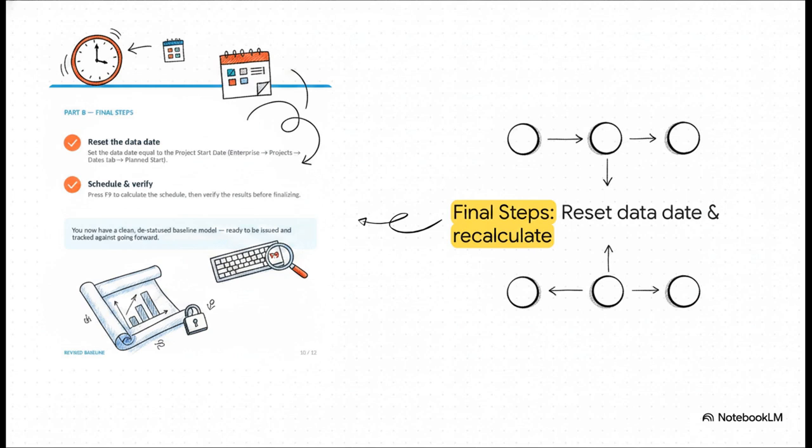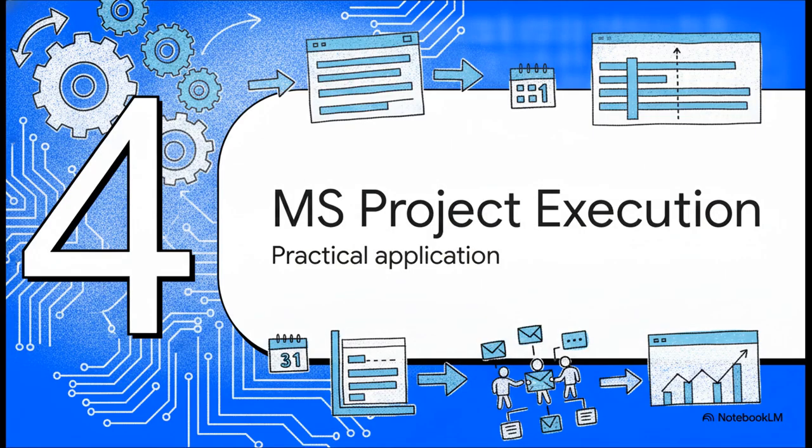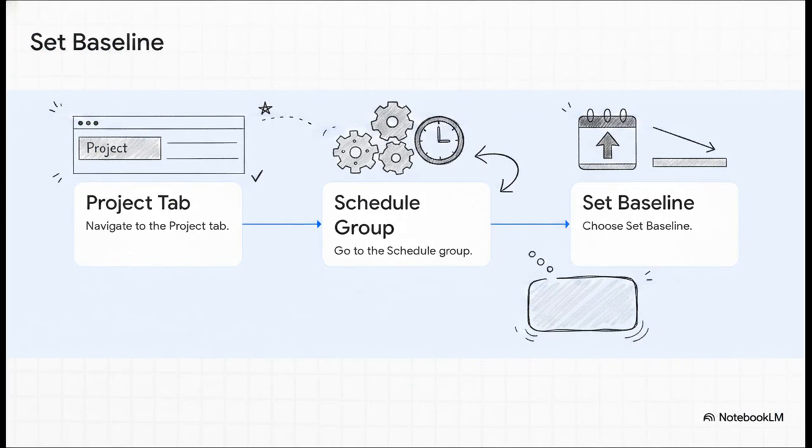Verify the results. Check that all tasks are sitting right at 0% complete. What you're left with is a completely clean, de-statused model containing all your new approved logic, totally ready to be tracked against going forward. Section 4. Executing in MS Project. All right, let's get into the software.